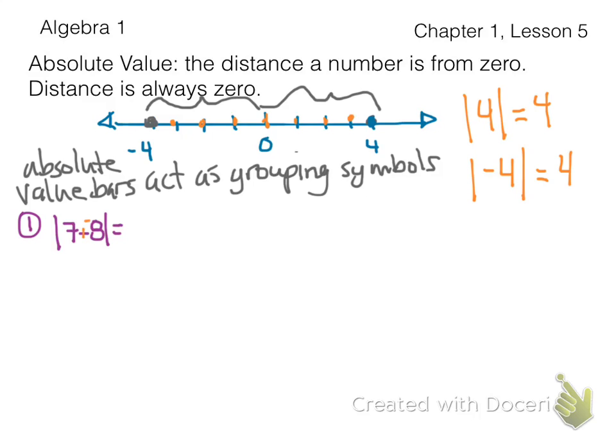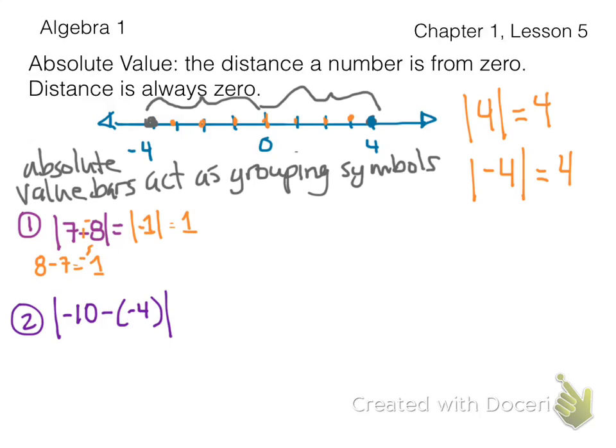The 8 is furthest from 0. Therefore, it's going to donate its sign. So it's really the absolute value of negative 1. All right? Well, negative 1 is 1 unit from 0. Therefore, the absolute value of negative 1 is 1. Okay? All right, let's see what I got next for you.